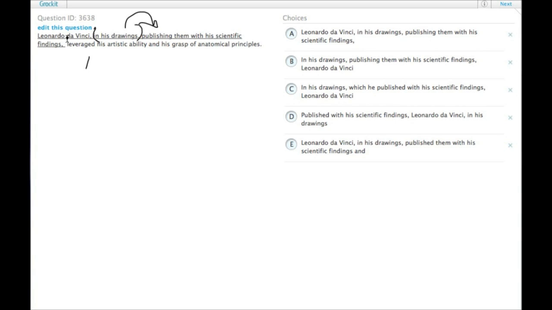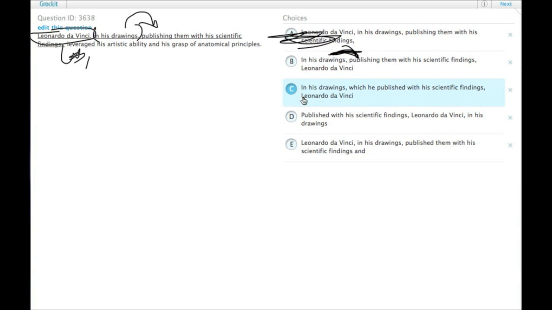And if possible, we might want to have Leonardo da Vinci closer to the subject of the sentence. But that's not necessary, it's not grammatically required, it's just that it makes it clearer. So these are just principles that we're going for in making this work better. So A, totally choppy. B, in his drawings, publishing them with his scientific findings. So that doesn't do any of the things that we were hoping for, other than moving Leonardo da Vinci closer to the subject, or closer to the verb of the sentence. In his drawings, publishing them, we want these two things to be linked more strongly together.